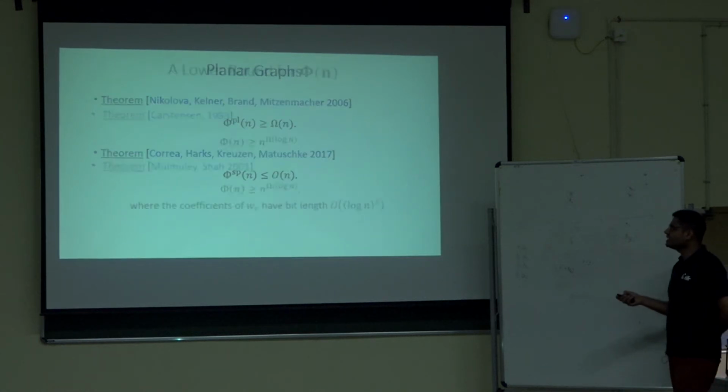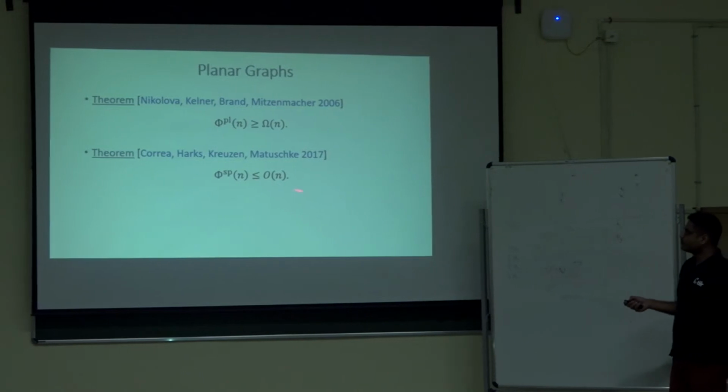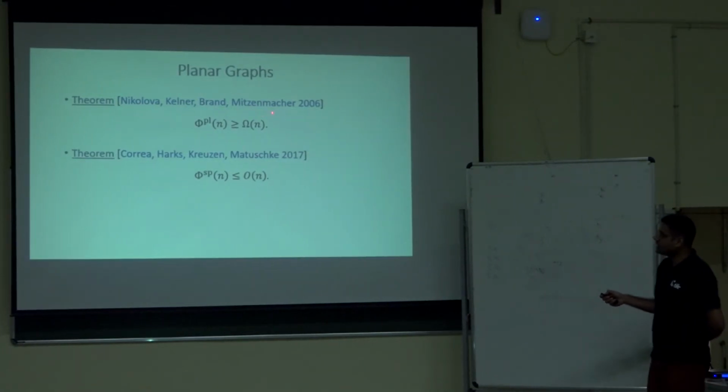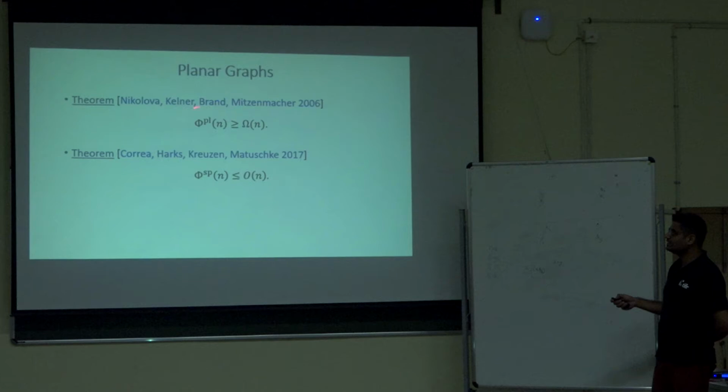So yeah, and finally we come to planar graphs. For planar graphs, Nikolova, Kelner, Brand, and Mitzenmacher showed that this quantity is at least omega of n, and note that this quantity is quite small in the sense that we are dealing in terms like n raised to log n, so linear in n is not a very good lower bound. PL here stands for phi of n restricted to planar graphs. And these authors, just 2 years back, showed for a restricted case of planar graphs known as series parallel graphs, this is also an upper bound.